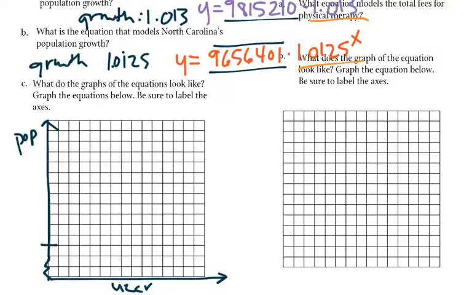So let's say I started this at, let's see, we've got 9 million. So this was 9 million. Then this would be 9,100,000, 9,300,000, 9,500,000, 700,000.